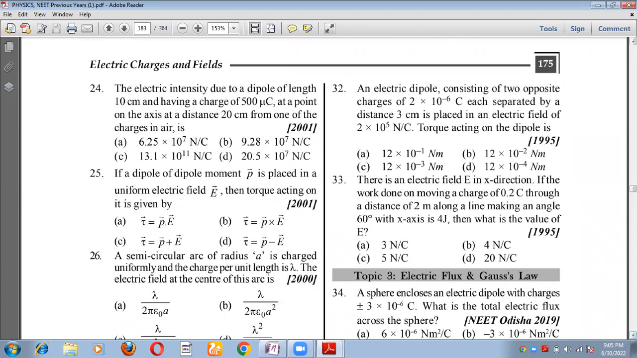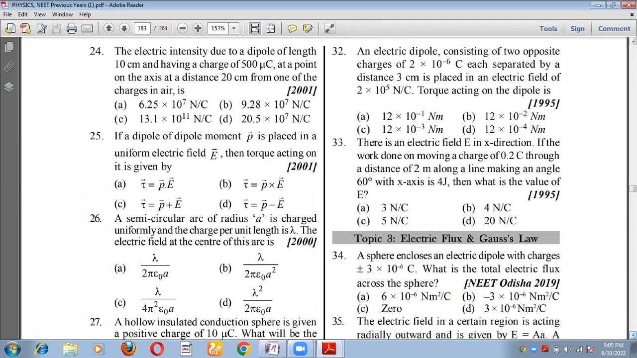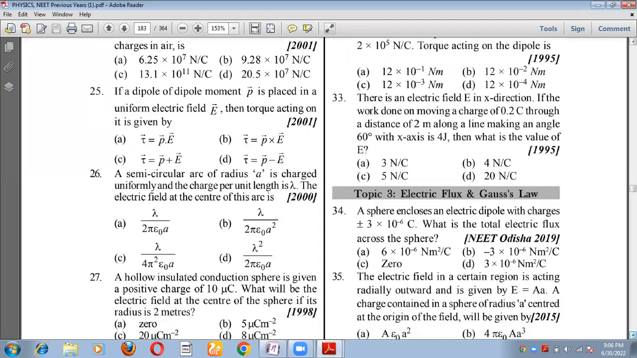Other questions are easy. If you see question number 25, we can all solve it verbally. We know that torque on a dipole placed in an electric field is P cross E, right? It's a very easy question. Torque acting on a dipole placed in an electric field is P cross E.